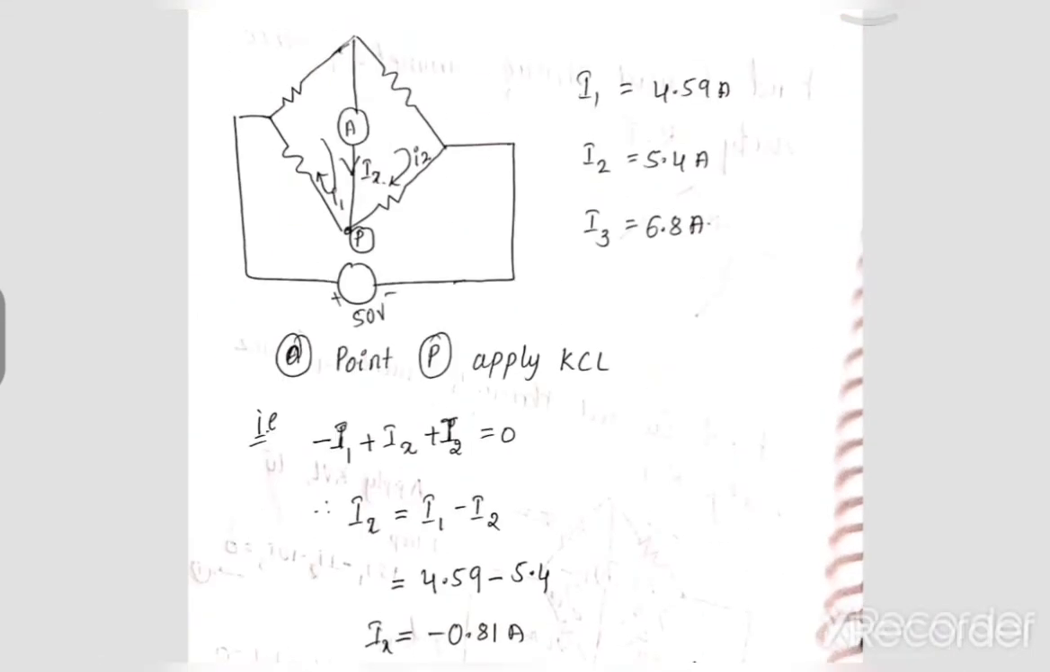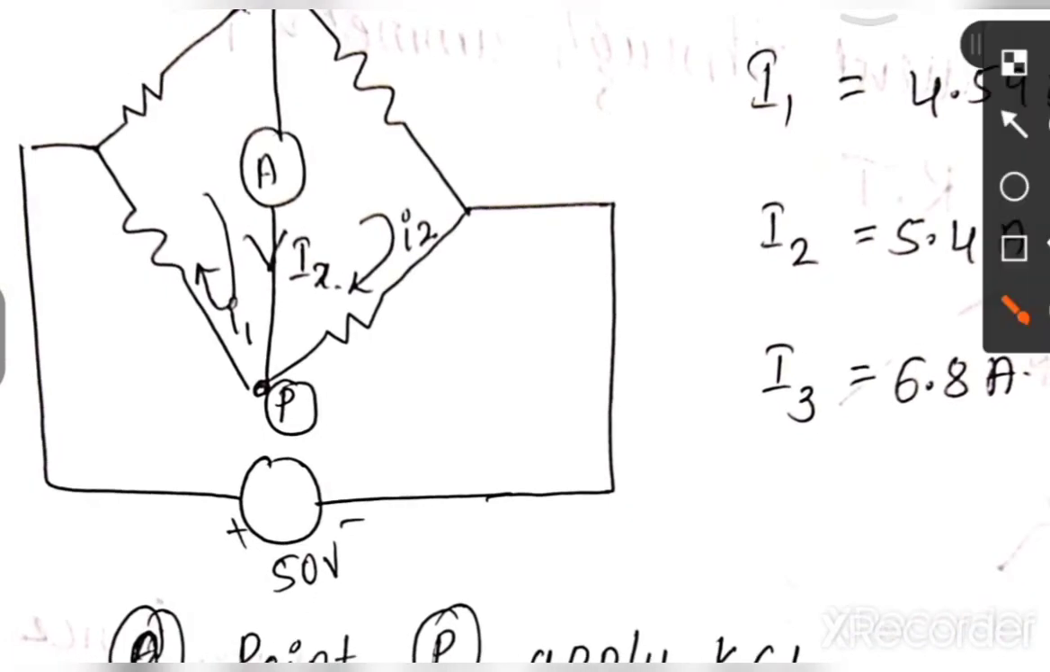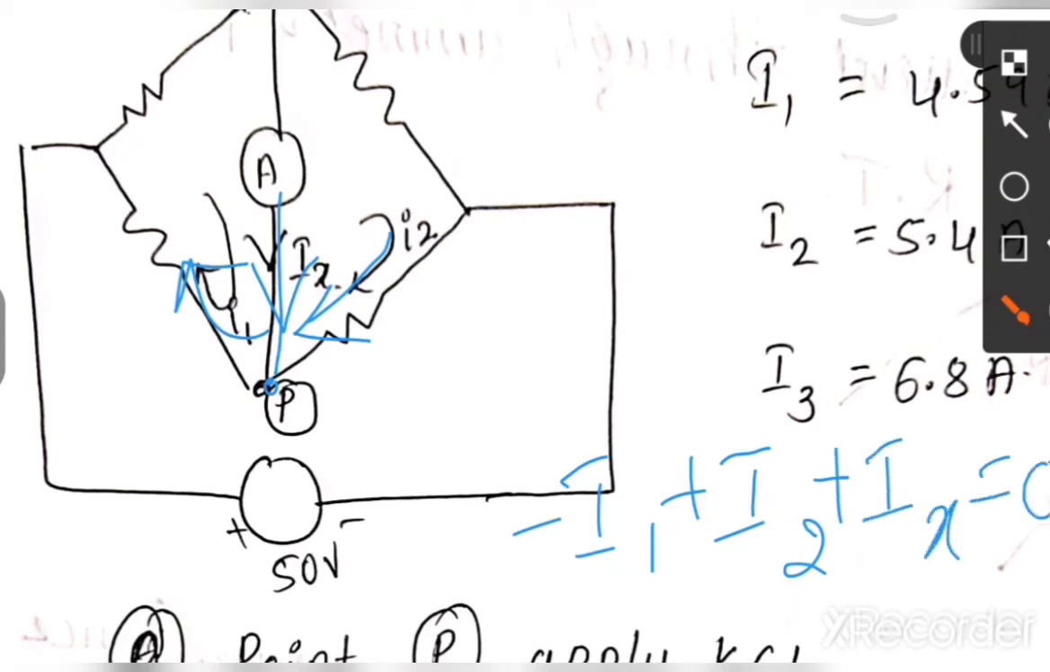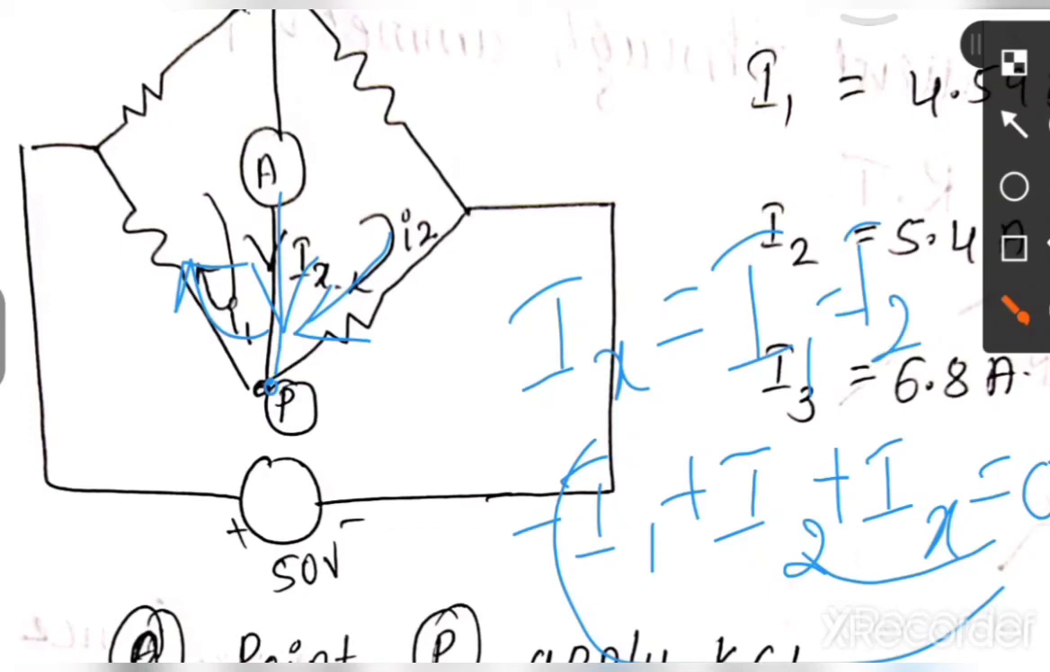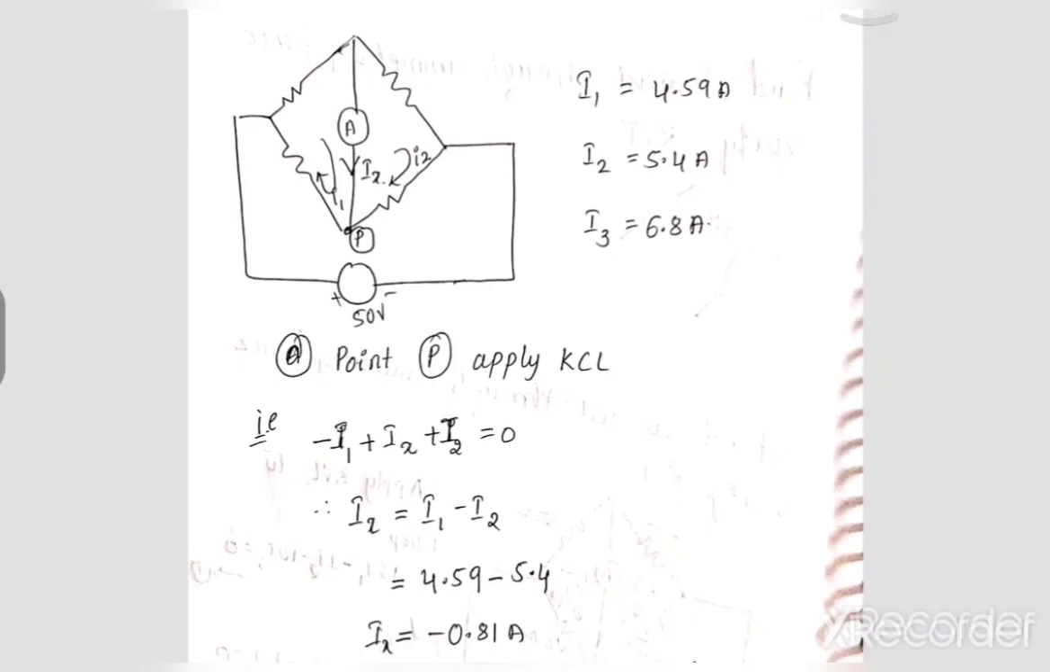Now we will apply KCL at that point P. We will take a point P and let's apply KCL at a point P. So I2 is entering, I1 is leaving, and Ix is entering. So I1 is leaving, so it is minus I1, I2 is entering, so plus I2, Ix is also entering, plus Ix equal to 0. Then simplify this, we need Ix, so therefore Ix will be equal to, you can send these to this side, that is I1 minus I2. You know I1 and I2, you have calculated, substitute those two values and get the answer for that.